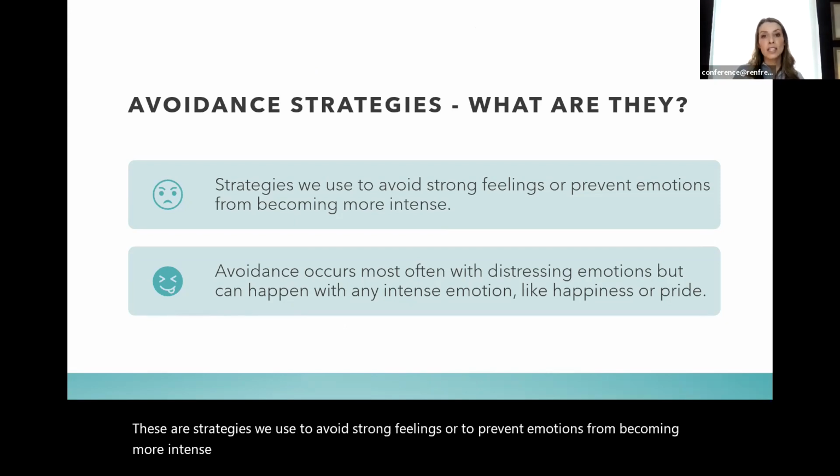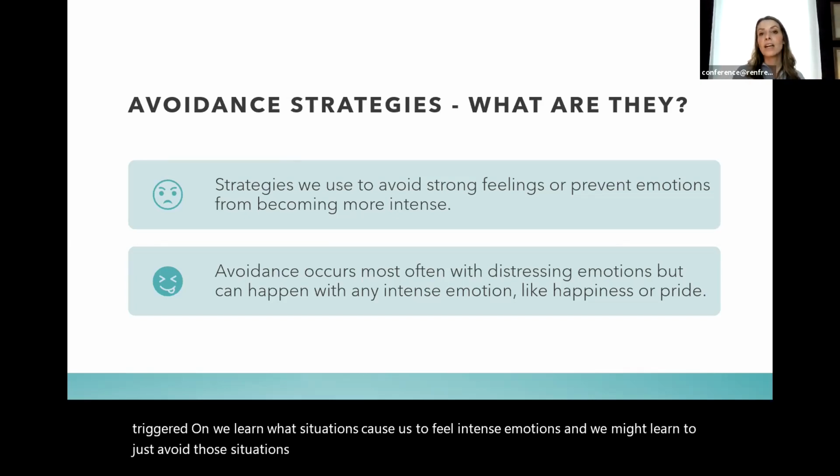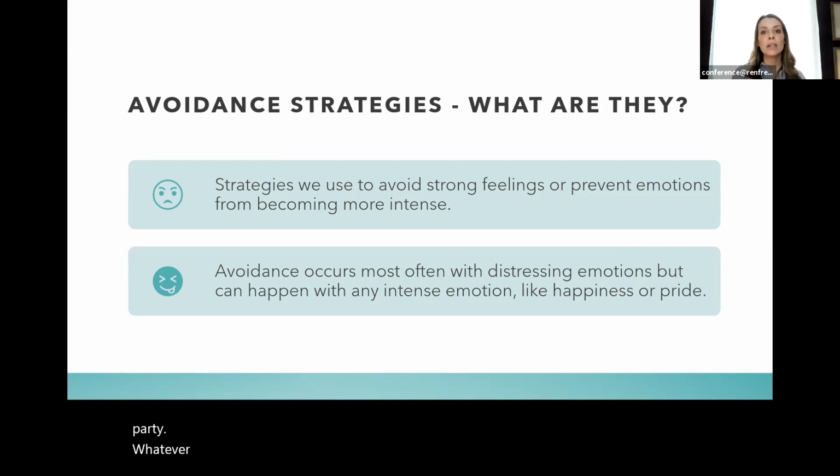So avoidance strategies can sometimes happen even before the emotion is triggered. We learn what situations cause us to feel intense emotions, and we might learn to just avoid those situations completely, whether it's going out to eat with friends, going to a party, whatever it may be. We learn what are the situations that give us intense emotions, and we learn to avoid them.